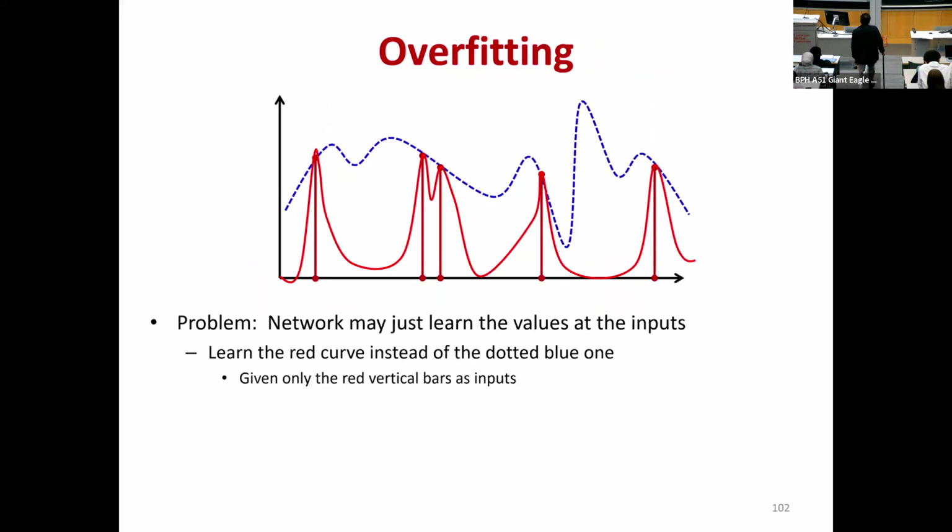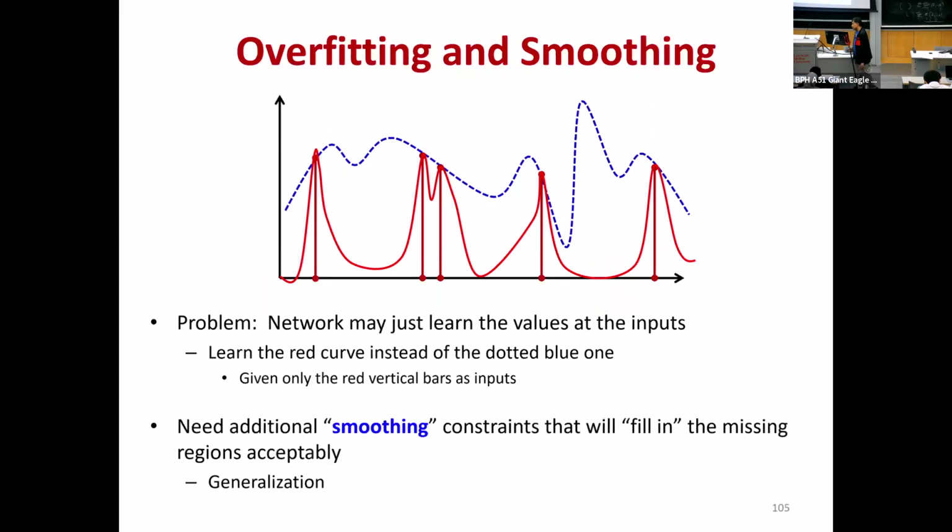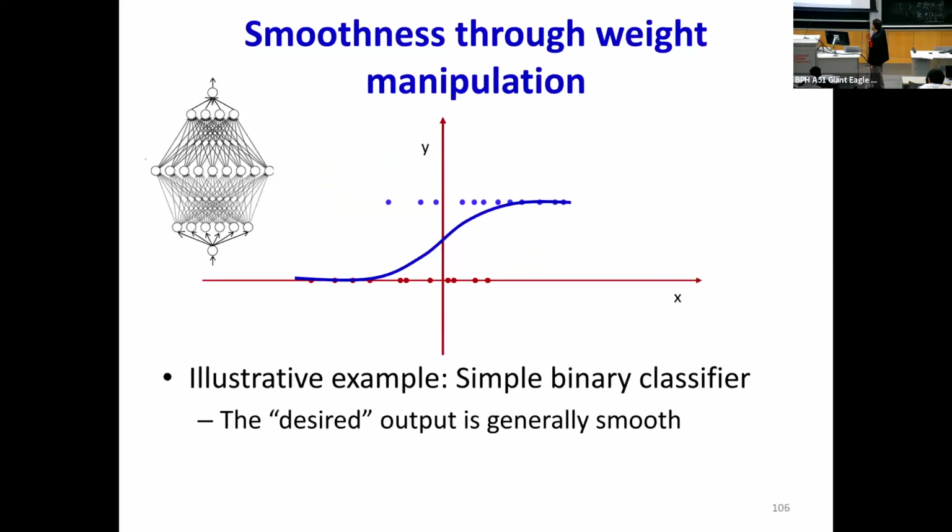So how do you prevent something of this kind from happening? You need additional smoothing constraints that will fill in the missing regions acceptably. And how can you do that? To see this, let's take a look at this very simple problem where I have a one-dimensional input, a fairly complicated network, and the outputs are either 0 or 1. In this kind of situation, we saw that what you really want to estimate is something that looks like a sigmoid.